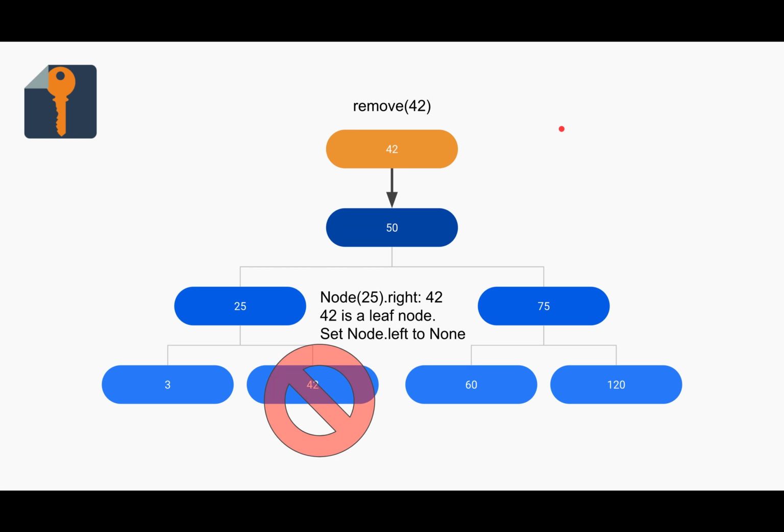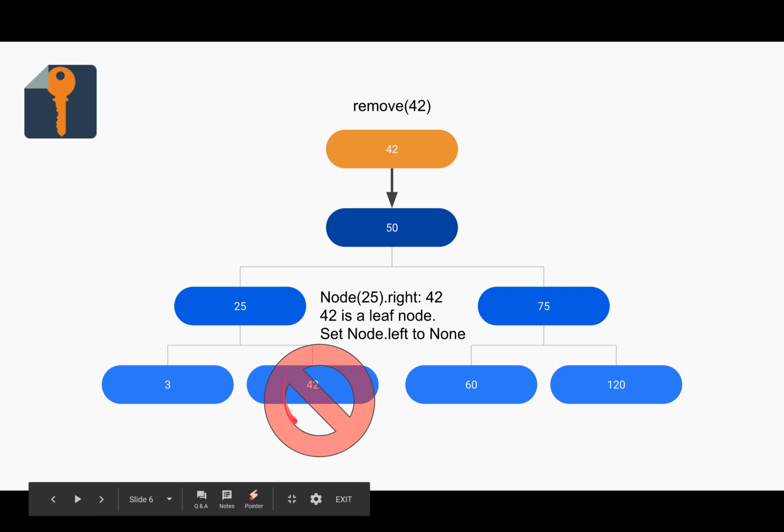Removal is a tough case for binary search trees, and we're going to talk about this quite a bit. Here's an example of a very easy case where we have a leaf node that we're trying to remove. We want to remove 42 from the tree. Once we find that node, all we have to do is set the parent's right branch to nothing. So basically, that's all we do. We just set the right node of this 25 to none.